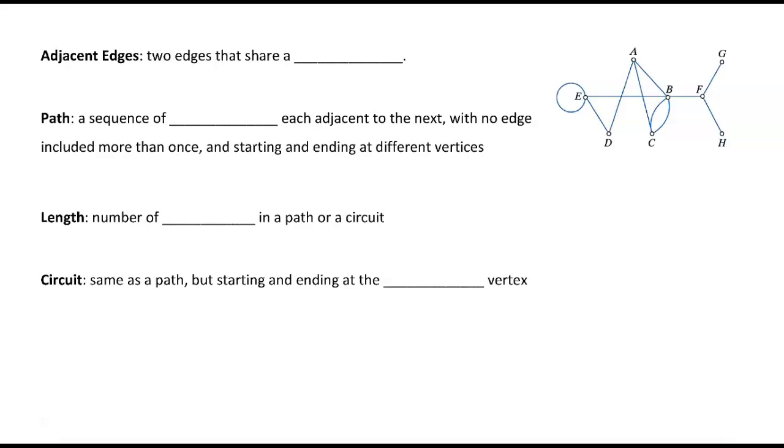Now we'll talk about adjacent edges. Adjacent edges are two edges that share a vertex. For example, edge BF is adjacent to edge FG. They share the vertex F.